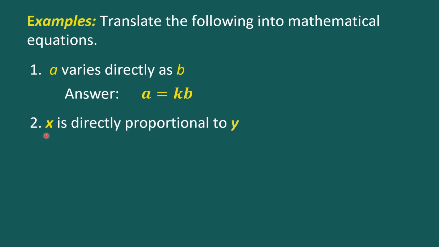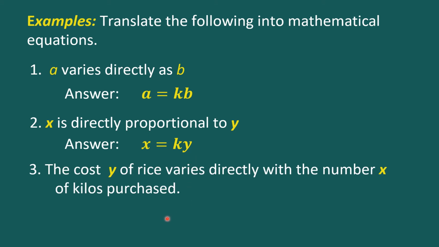Second example, x is directly proportional to y. The keywords here are directly proportional. Therefore, in equation, it would be x equals ky. In the third example, the cost y of rice varies directly with the number x of kilos purchased. The keywords here are varies directly. So what do you think will be our equation? Yes, the answer is y equals kx.